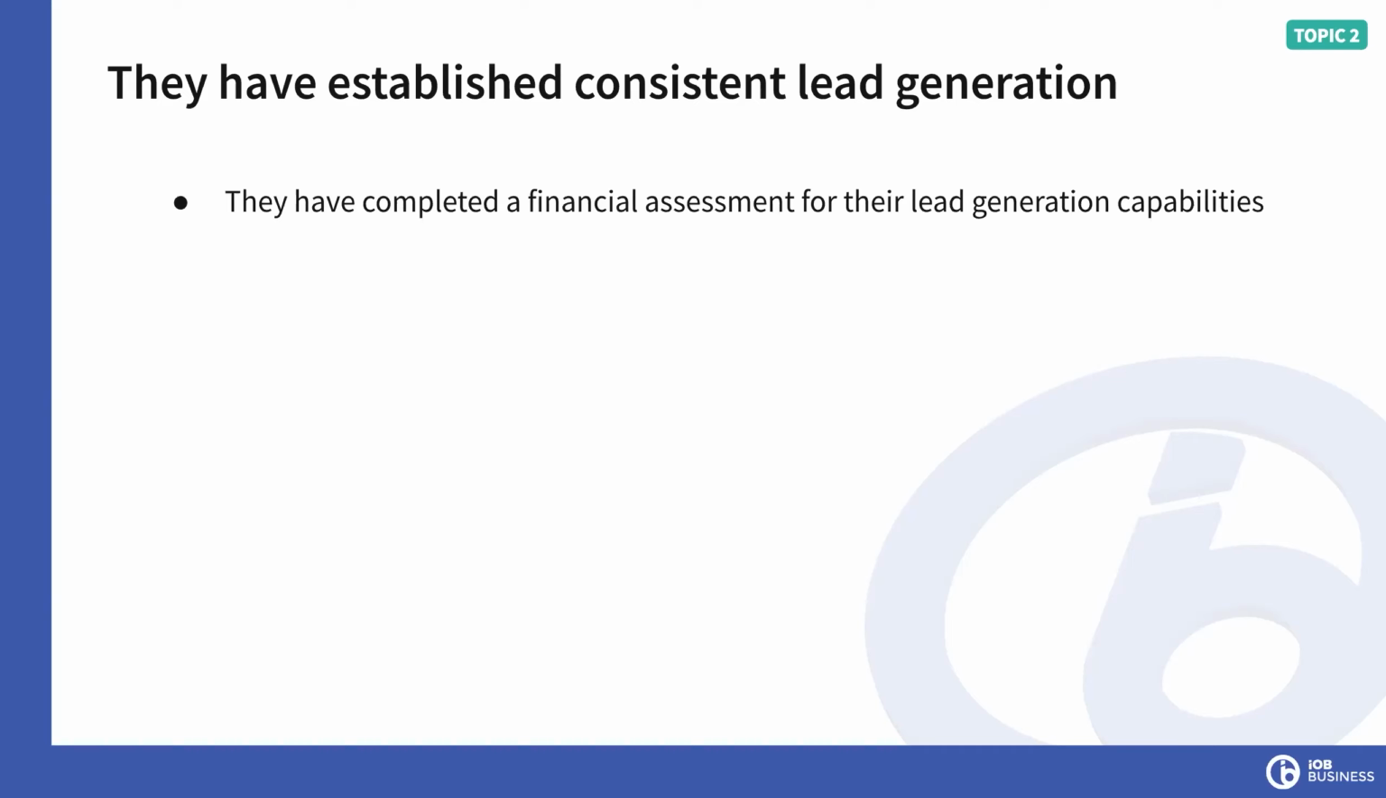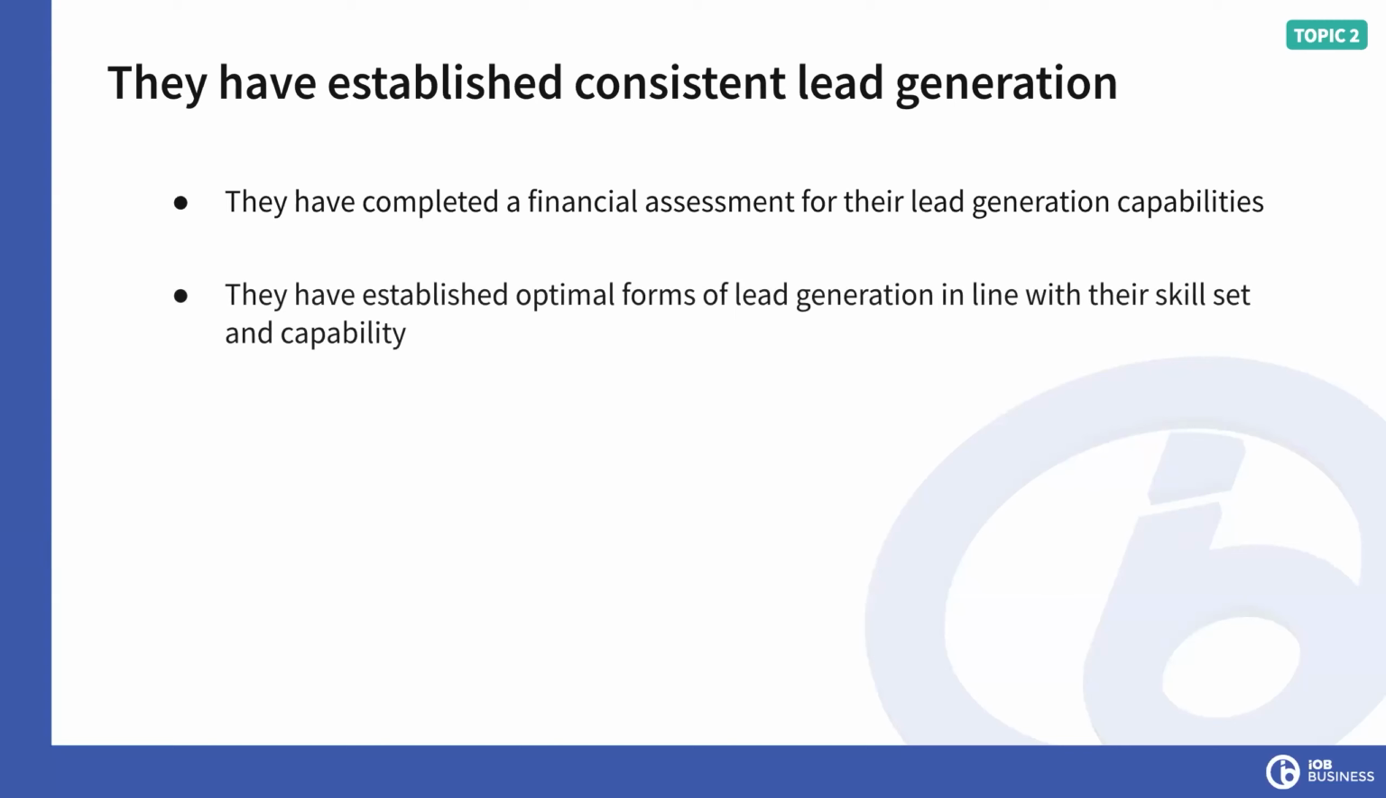There's many other things that come into play here, like skill, capability, how skilled are they at setting up paid advertising campaigns, have they assessed their targeting, etc. But the very first thing that they have done to establish consistent lead generation is conduct a financial assessment for their lead generation capabilities. How much money do we have to spend on advertising as a business?